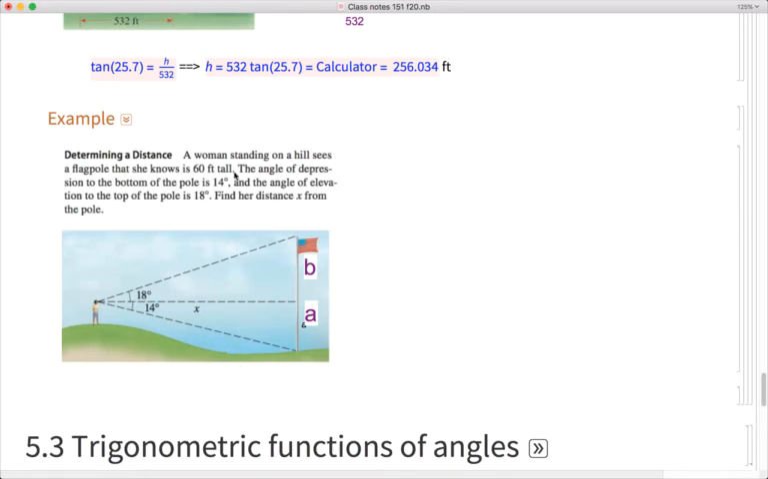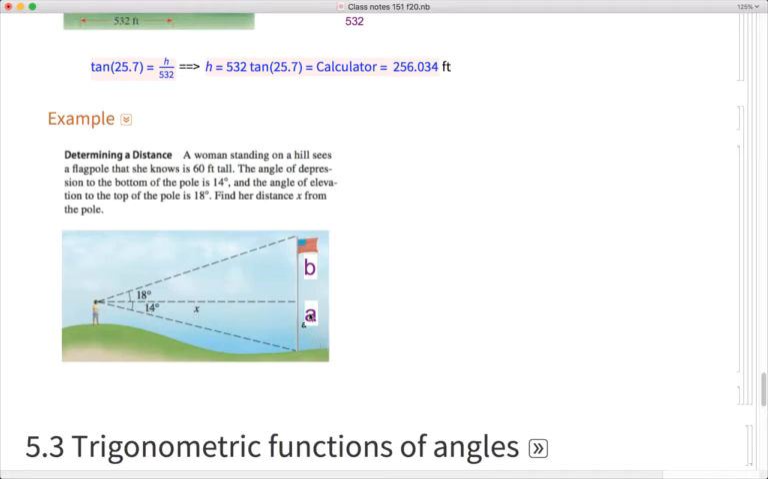Okay. So a woman standing on this hill sees the flagpole. She knows the flagpole is 60 feet tall. The angle of depression, the angle from horizontal down to the bottom, is 14 degrees. And the angle of elevation, again from the horizontal to the top, is 18 degrees. And somewhat amazingly, we're going to find out how far away from the flagpole the woman is from this information.